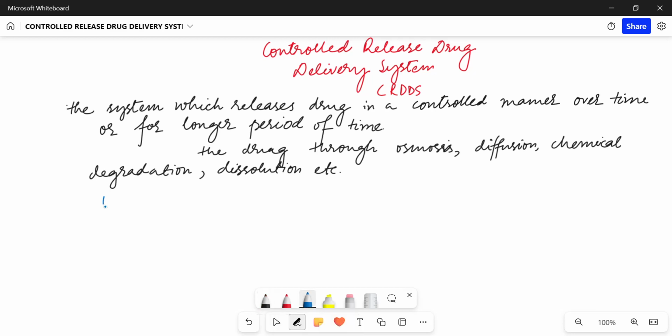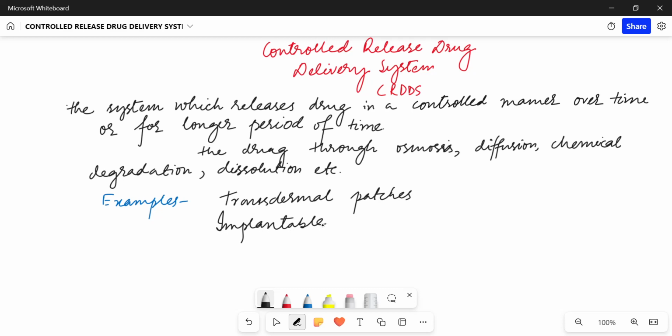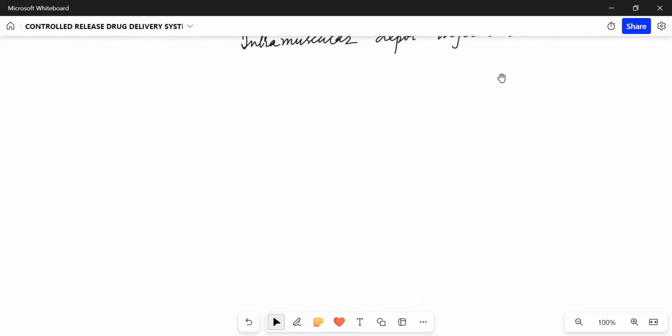Now, what are the examples? Examples are transdermal patches, implantable pumps, intramuscular depot injections, etc.